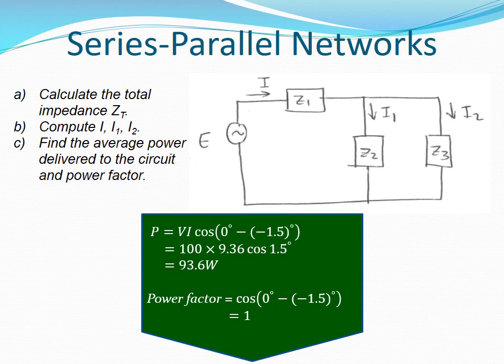The average power is equal to VI cos phi, where phi is the phase difference between the source voltage and the source current. It works out as 93.6 watts. The power factor is equal to cos phi. The phase difference is very small, therefore the power factor works out as being equal to 1.